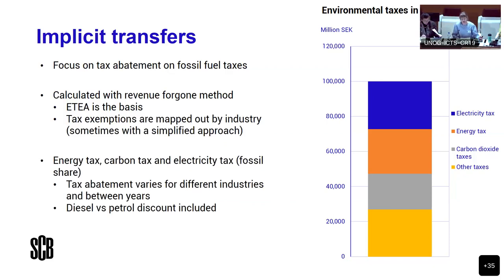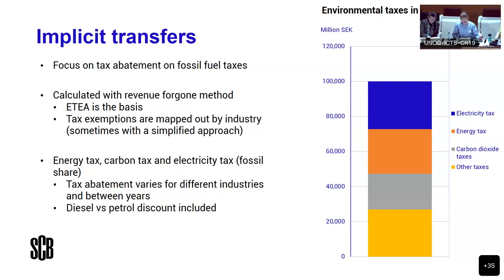So this project focused on tax abatement on fossil fuel taxes, so the three taxes in the top of this diagram. And they were calculated with the revenue foregone method, and we used the tax accounts as the basis. And then we mapped out all the tax exemptions by industry and by fuel. And this was the methodology improvement that I mentioned earlier. So at first, we thought that this exercise would only be helpful for improving the allocation of energy-related environmental taxes. But we also discovered that we could use this information for calculating implicit transfers.